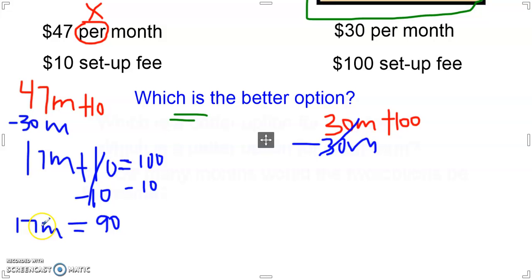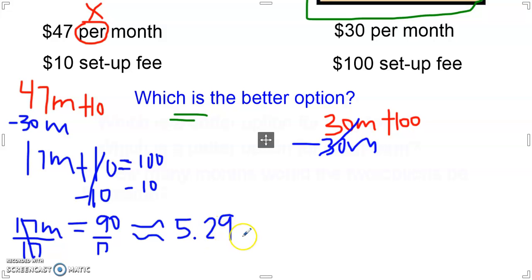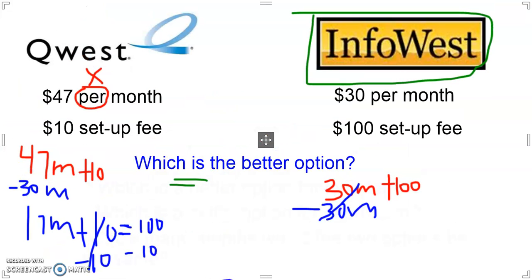Right here we've got 17m, and if they're touching, that means times. So we've got to divide, because that's the opposite of times. All right, now m is all alone, and 90 divided by 17 is going to be about, wow, those were really crooked lines. It's going to be about 5.29 months. So almost 5 1/3 months. That's when the internet is going to cost exactly the same for both companies.